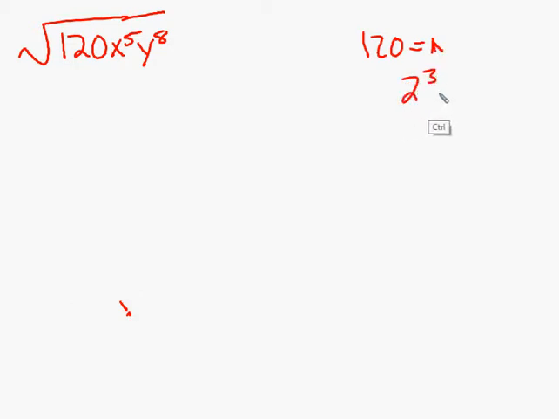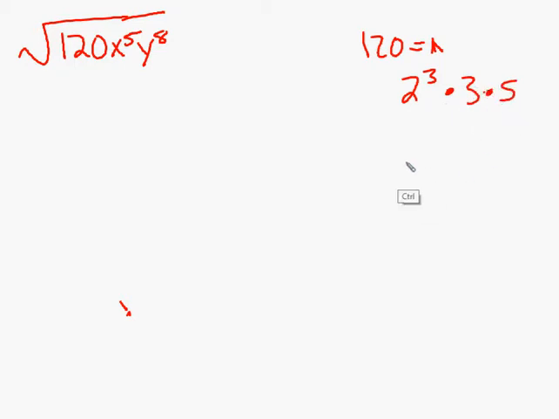So we had square root of 120 x to the 5th, y to the 8th. We prime factorized the 120, and what did we get? 2 to the 3rd times 3 times 5.